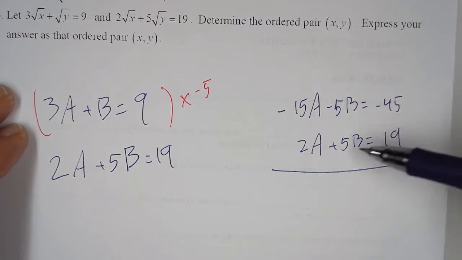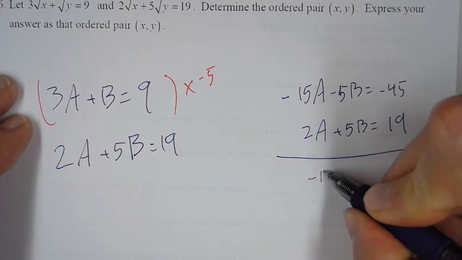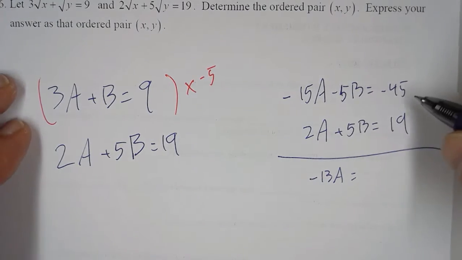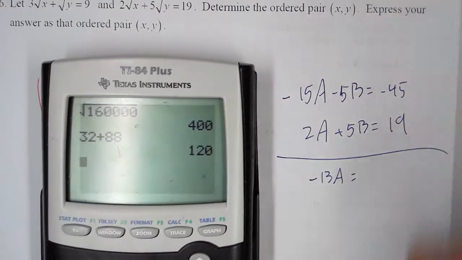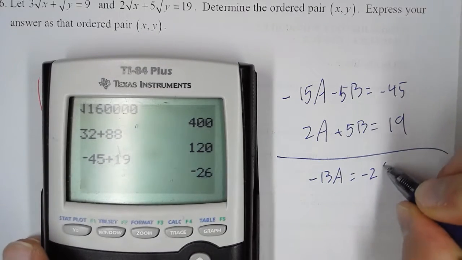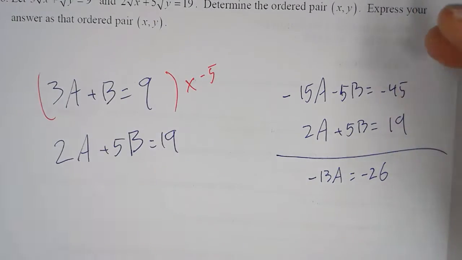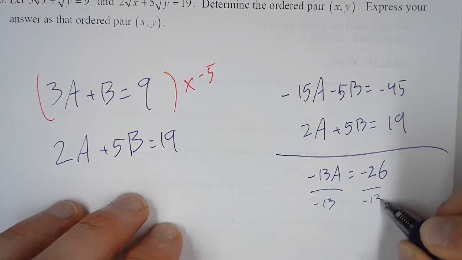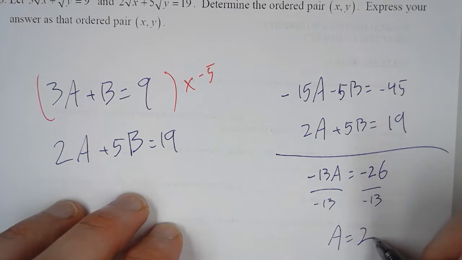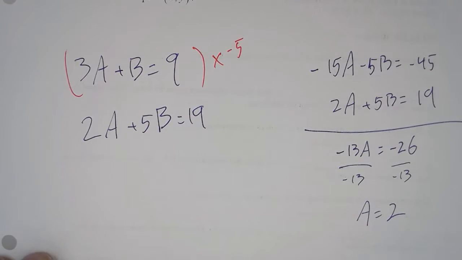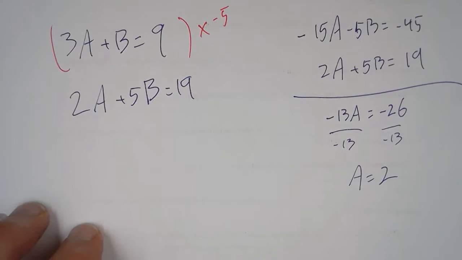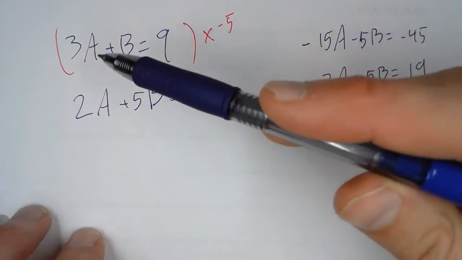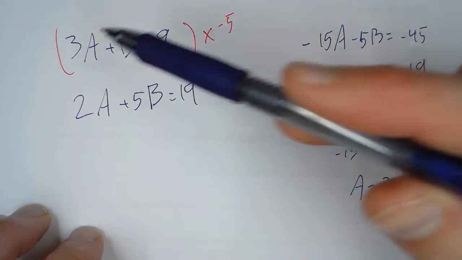So when we combine these, the b's cancel out. We're left with -13a on the left, and on the right we have -45 plus 19, which is -26. So to get a by itself, we're going to divide both sides by -13. So a equals 2. Now that we know what a is, let's substitute 2 back into this equation.